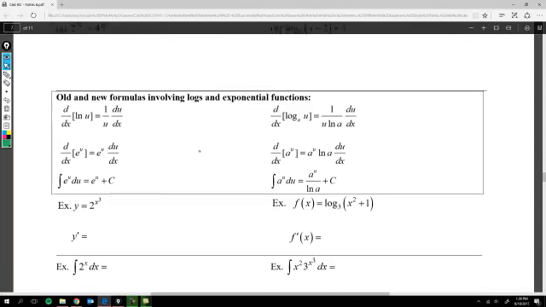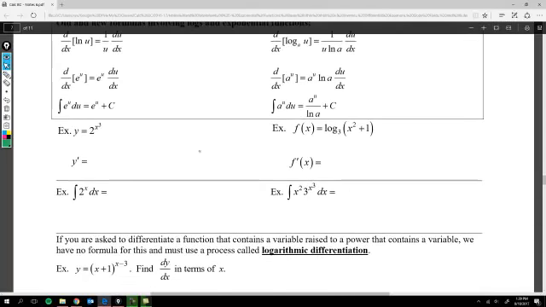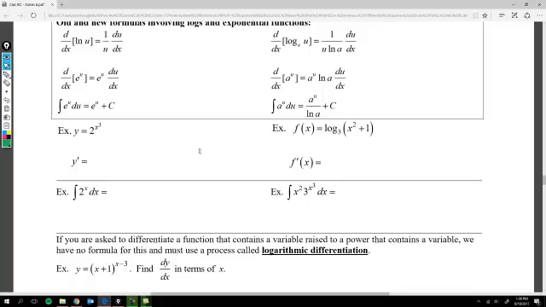Okay, let's talk about derivatives and integrals. You've seen this before, hopefully. Now we're moving on to something that's not base e, and it's essentially the same, you just have to remember one extra thing, and it kind of makes sense why it's not here.